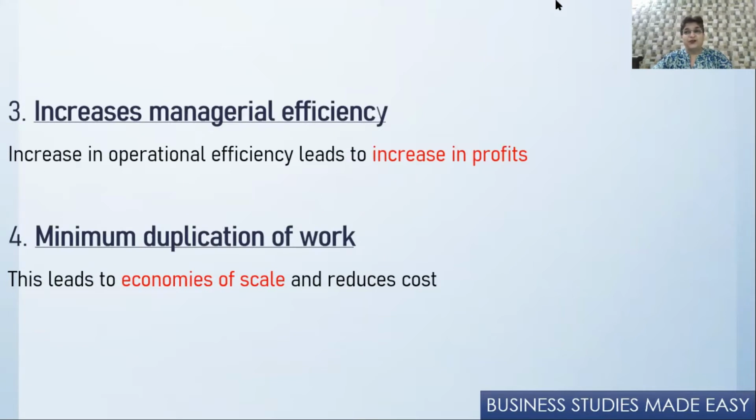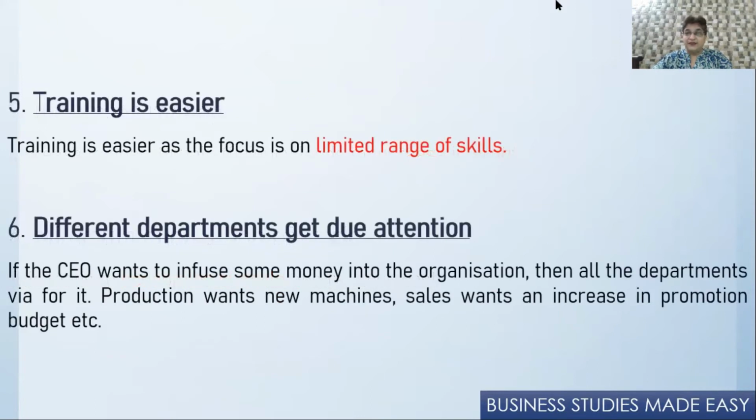Then minimum duplication of work. This was one of the limitations of divisional, that under every department there was production, marketing, finance. Whereas you just have one department for production, one for marketing, one for finance under functional. So because the number of people doing the same job is limited, there's no duplication of work, therefore it reduces cost.